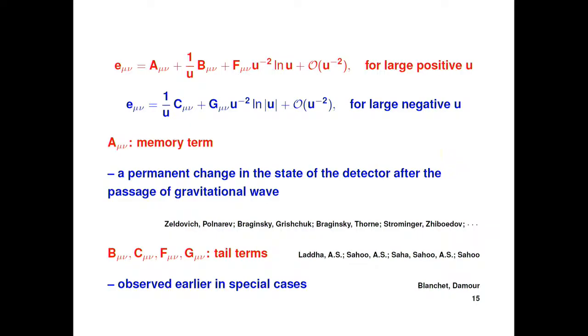After the wave has passed completely, the gravitational field does not return to 0, but returns to a constant, which means that if you set up the detector in a certain way, the gravitational wave passes, the detector starts detecting. At the end of the process, the detector does not return to its original position, because the gravitational field at the end has changed from 0 to a constant. This is what is called a memory term, which is a permanent change in the state of the detector after the passage of the gravitational wave.